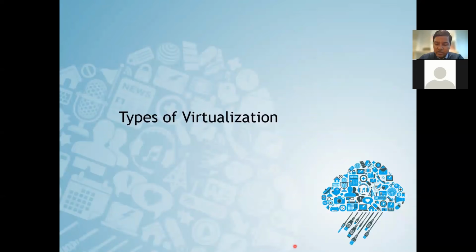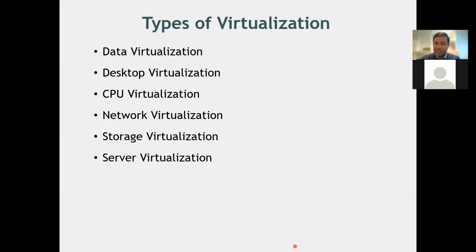What are the types of virtualization? As we know, there are many types of virtualization. There are data virtualization, desktop virtualization, CPU virtualization, network virtualization, storage virtualization, and server virtualization, and many more. So we are going to cover only a few of them.